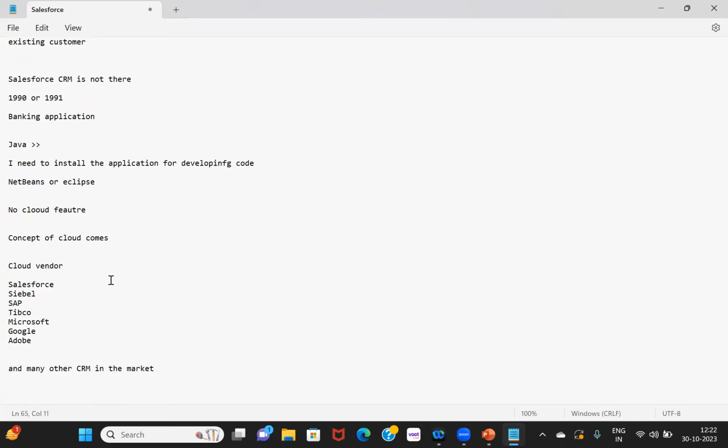That's how Salesforce has come up into the market, because clients say we don't need to install the applications. My mobile storage is not enough. My laptop is not compatible with this. Every time I need to install it. Develop such a platform over which we can directly code. So we came across the concept of cloud computing. Various cloud vendors have come up into the market, naming Salesforce, Siebel, SAP, TIBCO, Microsoft, Google, Adobe.